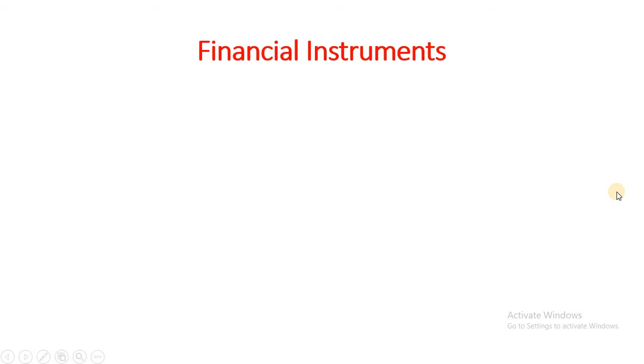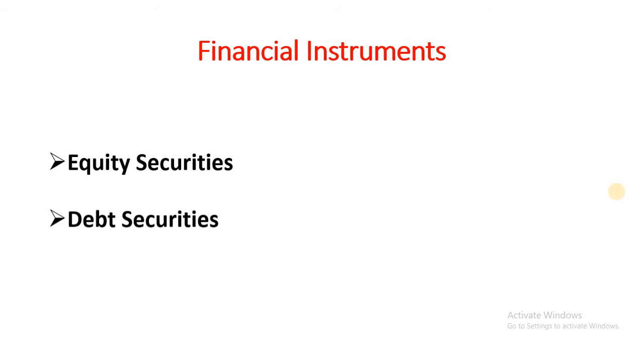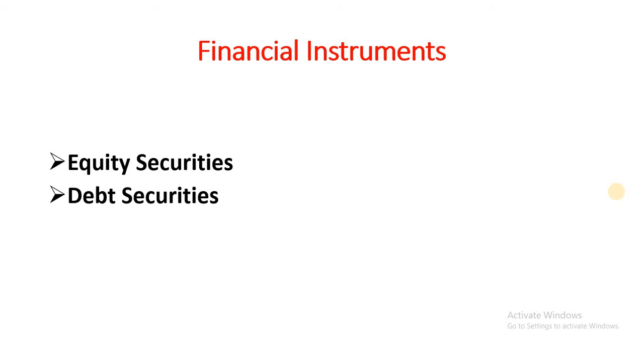Let's look at different forms of financial instruments which are traded in the financial market. First of all, equity securities. Equity represents ownership interest in the firm. Secondly, debt securities. Debt represents liabilities for the issuer. Finally, derivative securities. The value of derivative securities depends on the value of their underlying assets or securities.